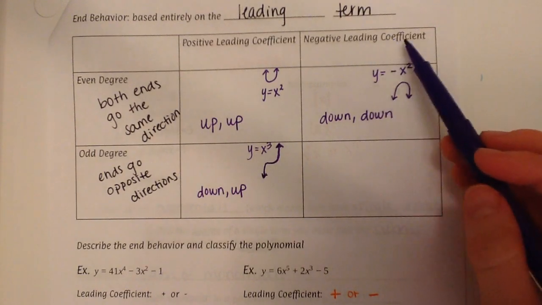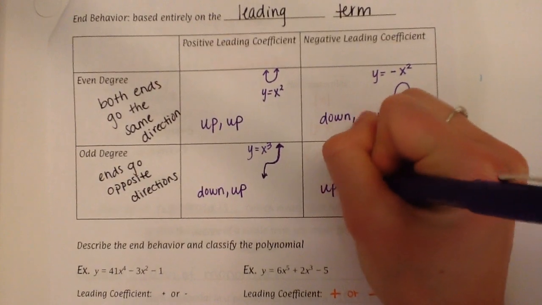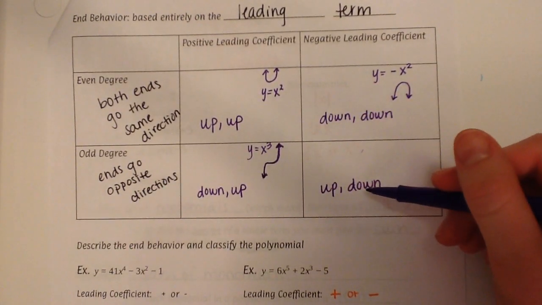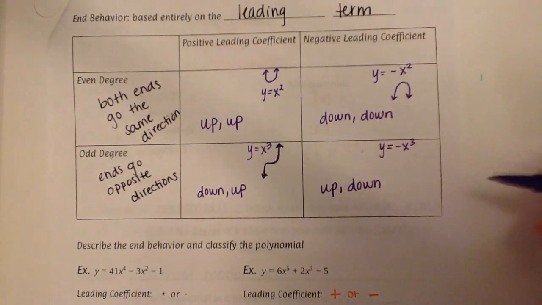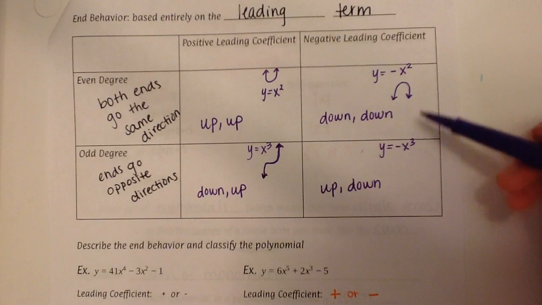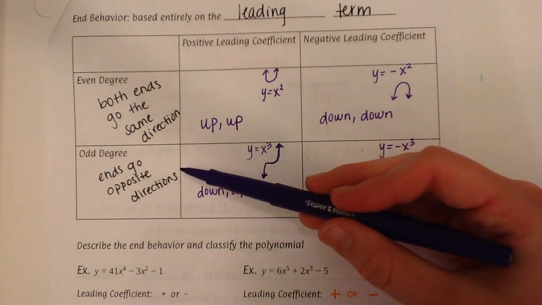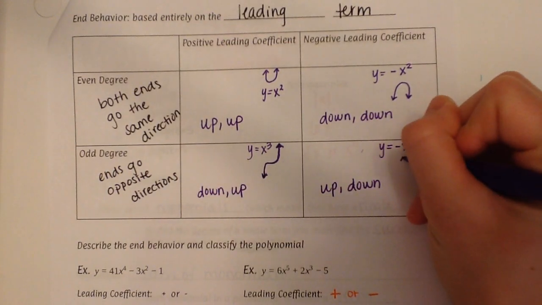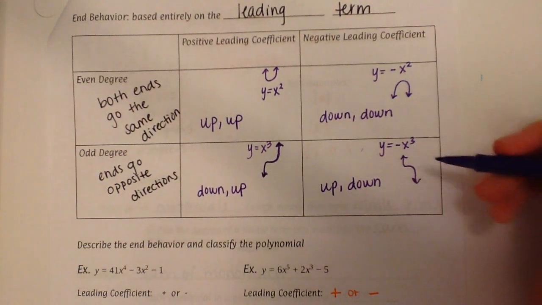So if you have a negative leading coefficient with an odd degree, you're going to go up, then down. So your left side's going to be going up and your right side's going to be going down. So that's like y equals negative x cubed. Well, your leading coefficient in this case would be a negative 1, and your degree would be 3, so it'd still be an odd degree. So the ends are still going to go in opposite directions. But on the left you're going up, and on the right you're going down, so you still have another little squiggle.